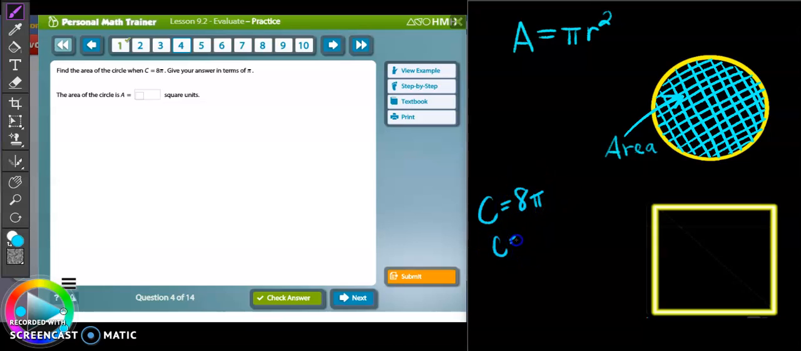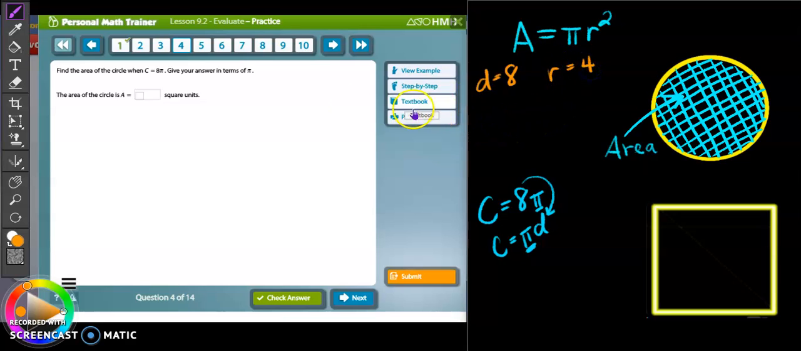Remember the formula, C equals pi times D. Pi is here, pi is here. That means that 8 has to be the diameter. So up here we know that D equals 8. The diameter, that's the big part of the circle going all the way across, is 8. That means half of that would be the radius. So the radius has to be 4.